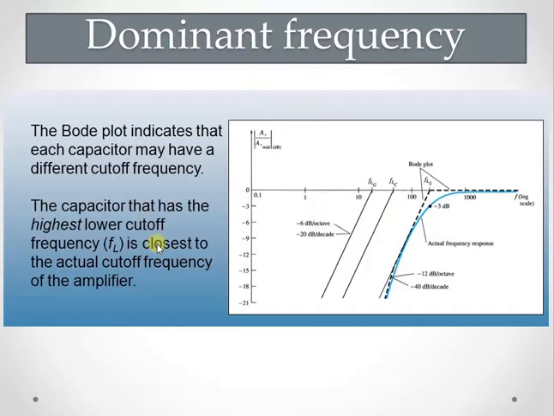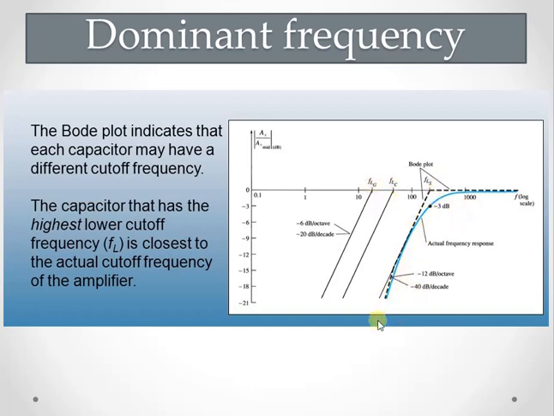Now coming to the concept of dominant frequency. If you observe the Bode plot, wherein we can represent the frequency response as magnitude versus frequency, you might have multiple stages of filter circuits or amplifier circuits, in which there could be a possibility of having multiple capacitors. So when you have multiple capacitors, each capacitor will have a different cutoff frequency. So this particular figure shows different cutoff frequencies, and you can see FLG, FLC and FLS.